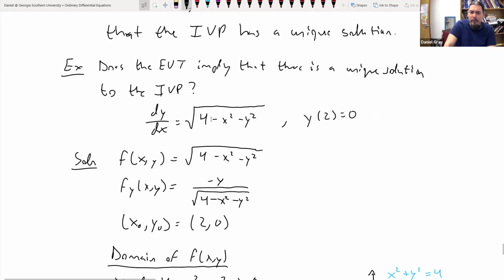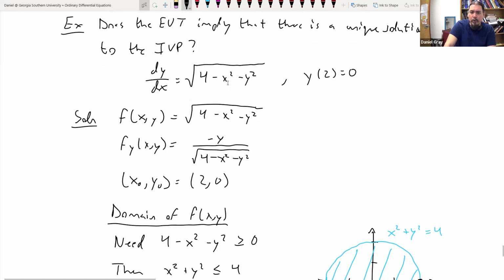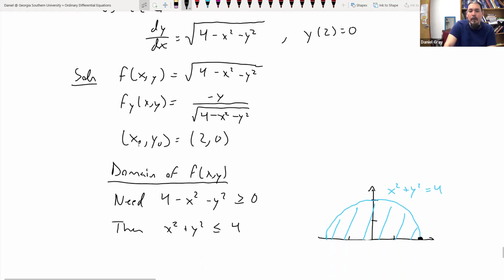Now let's try it again with this one. Does the existence and uniqueness theorem imply that there is a unique solution to the initial value problem? We have dy/dx equals the square root of 4 minus x squared minus y squared, and y of 2 is equal to 0. So I have my function f, I have f sub y, and here's the derivative of that simplified. Then x0, y0 will be (2, 0).